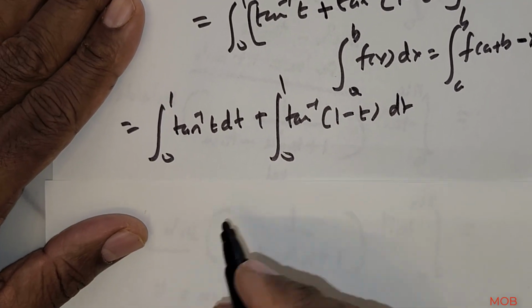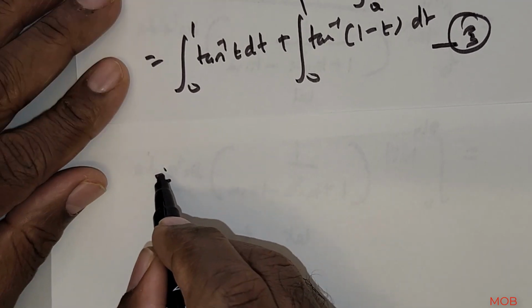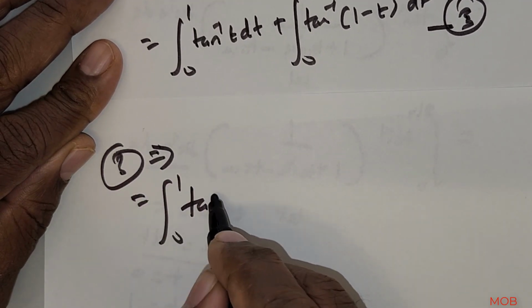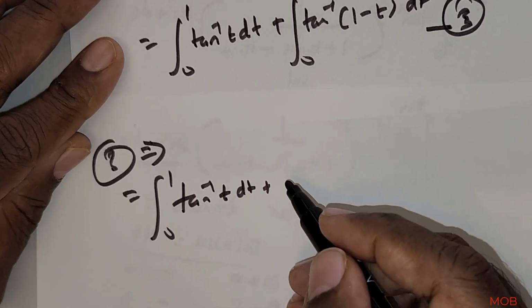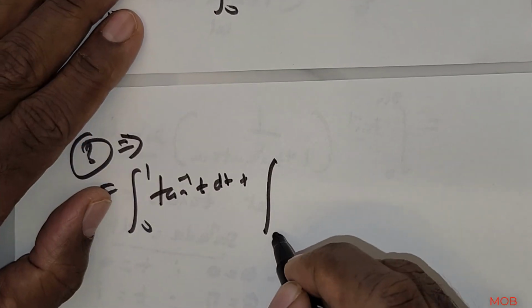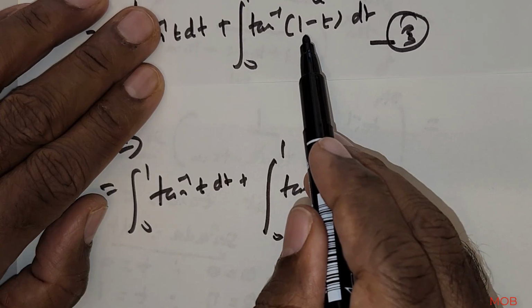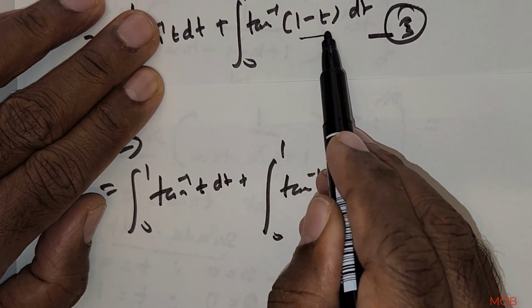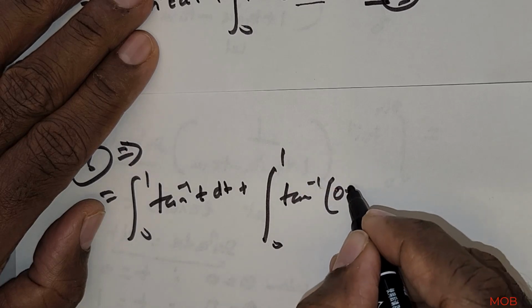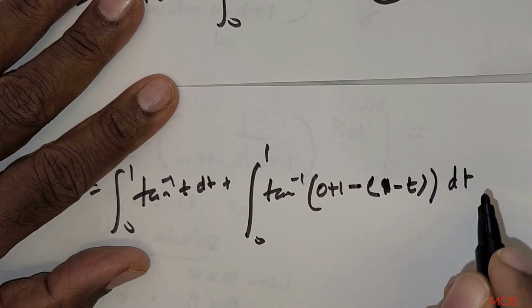So as I mentioned to you, this is going to be 3. So 3 is rewritten as, let me retain this, integral of tan inverse of t dt, positive as this. So this is going to be utilizing this property. So integral 0 to 1 tan inverse of, this is going to be my x, right? So it's going to be integral 0 to 1 tan inverse of (1 negative t) times dt.